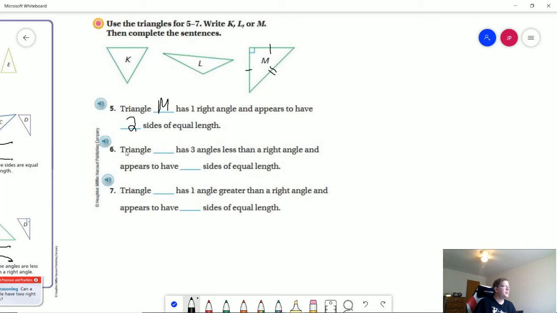So now we want 3 angles that are less than a right angle. That looks like that would match K. And we would have 3 sides of the same length. And for this one, that means L is going to be our one that's left over. Here would be the angle that would be larger than 90 degrees. And then it looks like both of these could be close to the same length, but it actually extends farther out this way. So we're not going to have any sides of equal length.